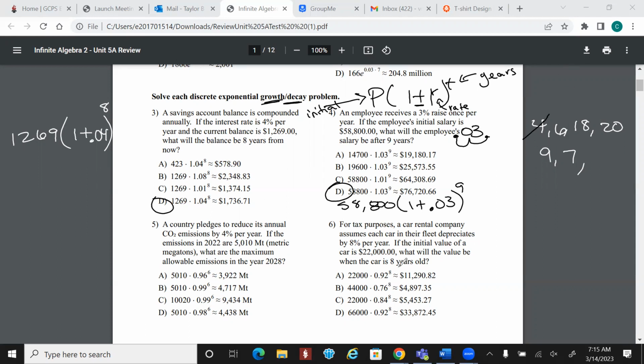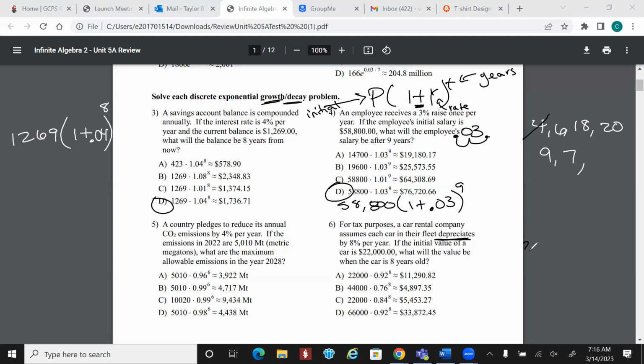Okay, let's go ahead and take a look at number 6. That's the next one you'll ask for. So for tax purposes, a car rental company assumes each car in their fleet depreciates, that's going to be an important word, by 8% per year. If the initial value of the car was $22,000, what will the value be when the car is 8 years old? Okay, so same formula that we're going to use, but instead of plus, we're going to use subtraction. The reason why we're going to use subtraction is because of the word depreciates. That means it's losing value.